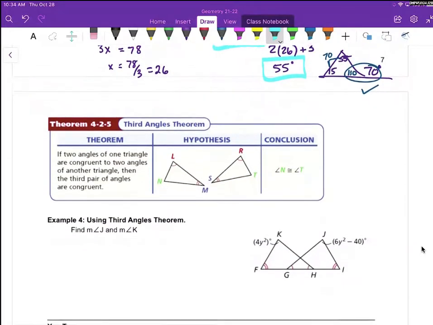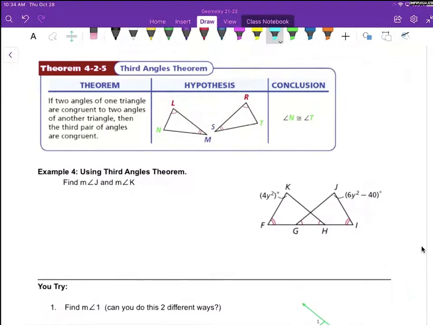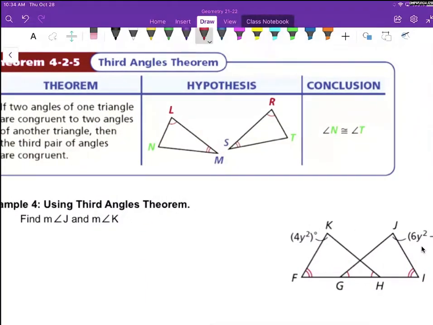Okay, one other big idea today is something called the third angles theorem. This theorem is saying that if two angles of one triangle are congruent to two angles of another triangle, then the third pair of angles would also be congruent. So if you look at this picture, you can see that angle L and angle R are congruent, and angle M and angle S are congruent. And this theorem is just saying that if that's true, then N would have to equal T.